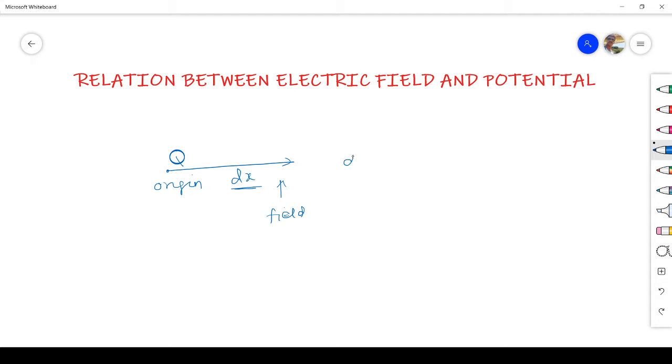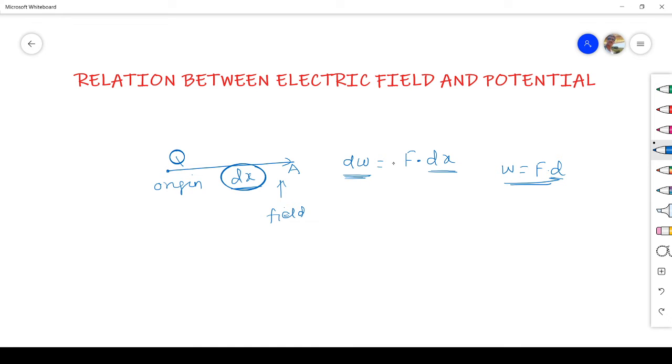Let us assume that dw is equal to force into displacement, because we know the relationship between work and force. Work is equal to force into displacement. So how much work am I doing to move a charge Q from origin to some point A? Let us assume at point A the distance is dx. I am doing some work dw. dw is equal to F into dx. Why? dx is a distance. How much distance am I moving? A small distance. Clear or not? So that is the thing.